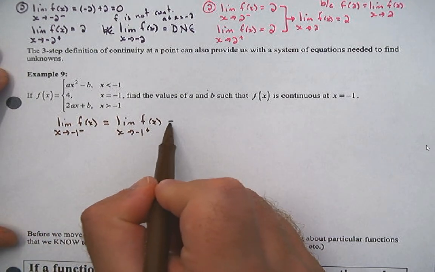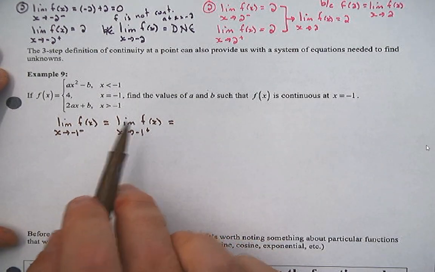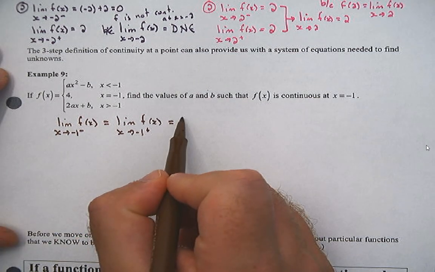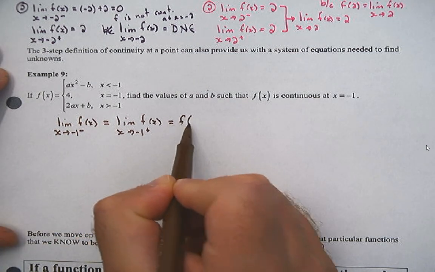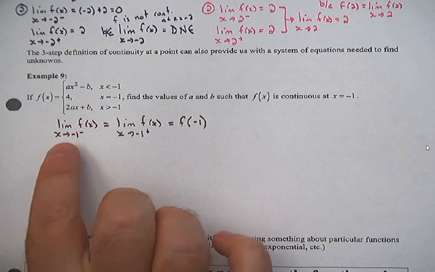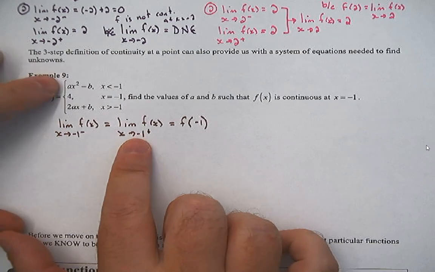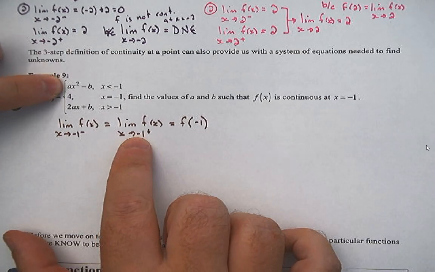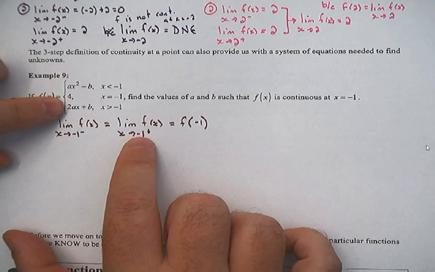And for this to be continuous, the limits don't have to just be equal, but those limits also have to be equal to the function value, f of -1. Now, do we know any of these values? I don't know this yet because I can't plug in, because I don't know what a and b are. I can't plug in and get an answer.